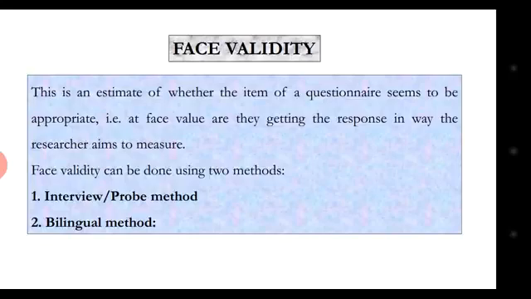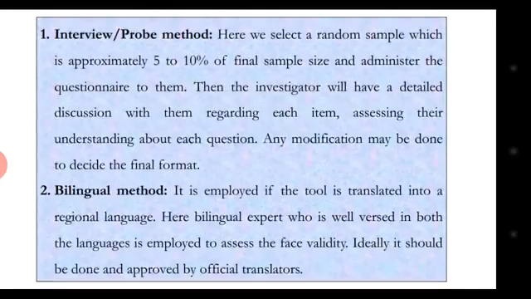Face validity can be checked with two methods. Either you can go with the interview or probe method, or you can go with the bilingual method. So what is the interview or probe method? You just take a random sample. If 1000 members are there, you take maybe 5 to 10% of them and give them this questionnaire.